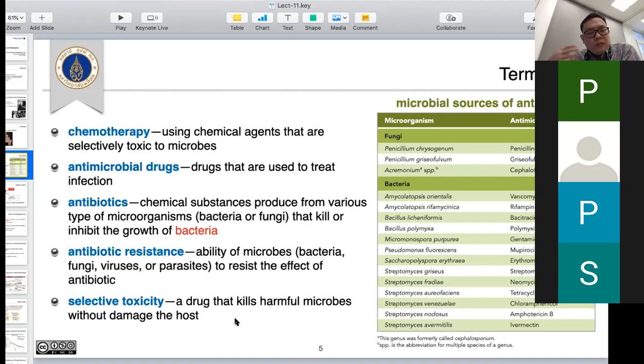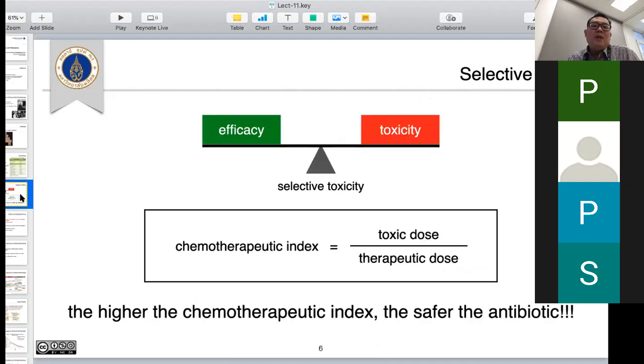So selective toxicity is the thing that we should be concerned about. In this case, it means any drug that harms the microbe but does not harm the host, the human. This is very important. When we develop an antibiotic, we should think about the efficacy.